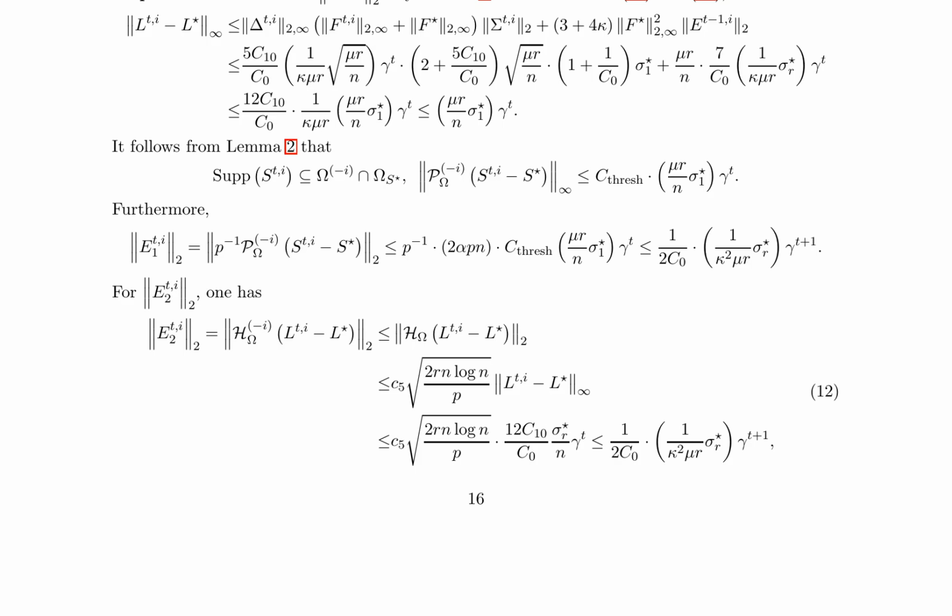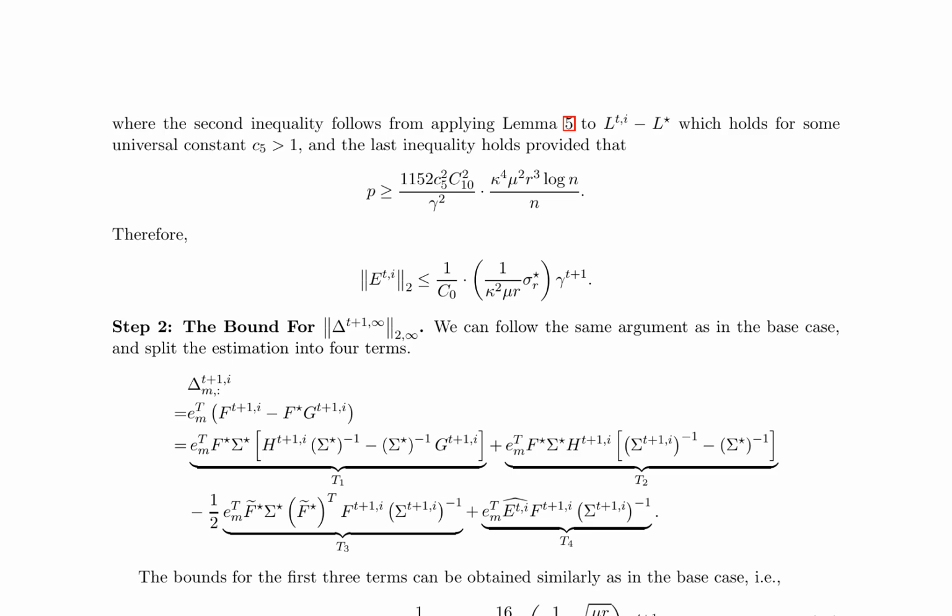quantum computation. The proof of the bound for increment t plus 1, I, infinity, 2, infinity is presented, which is a crucial step in establishing the convergence rate of the proposed algorithm. The bound is derived by splitting the estimation into four terms, T1, T2, T3, and T4, and then bounding each term separately. The bounds for the first three terms are obtained similarly as in the base case, resulting in a bound of 16 C0,1 kappa micro r gamma t plus 1.